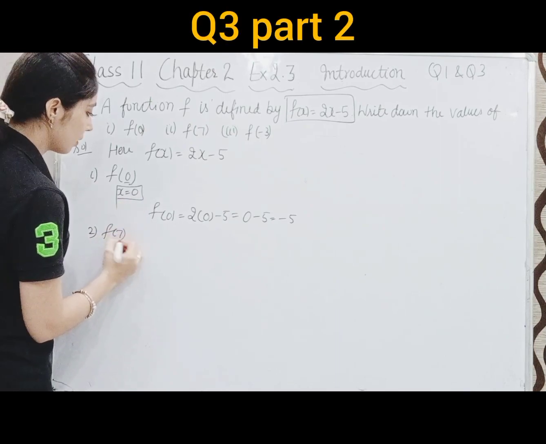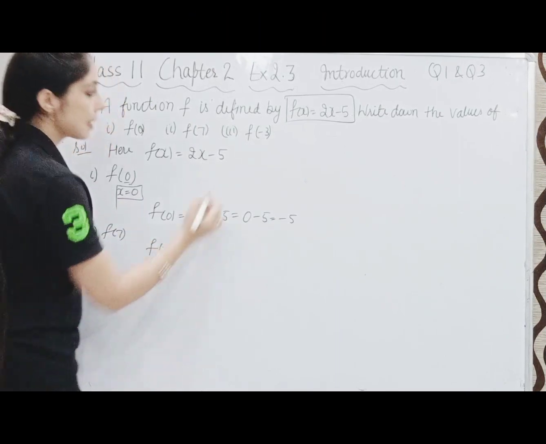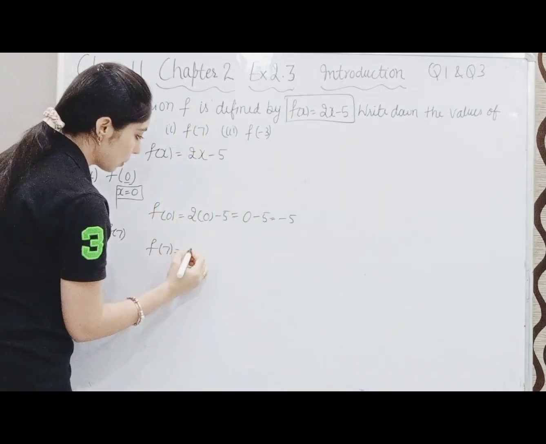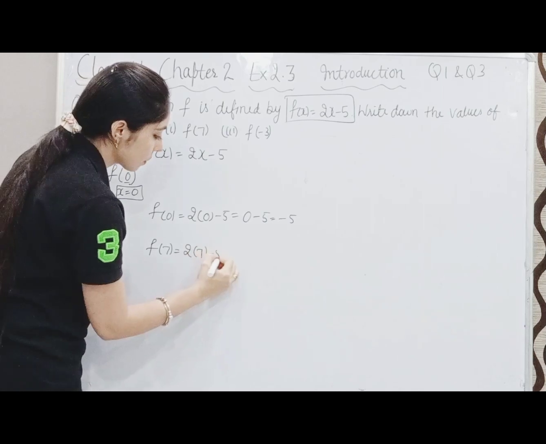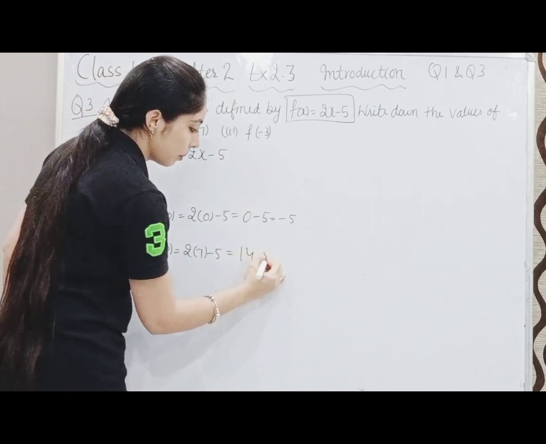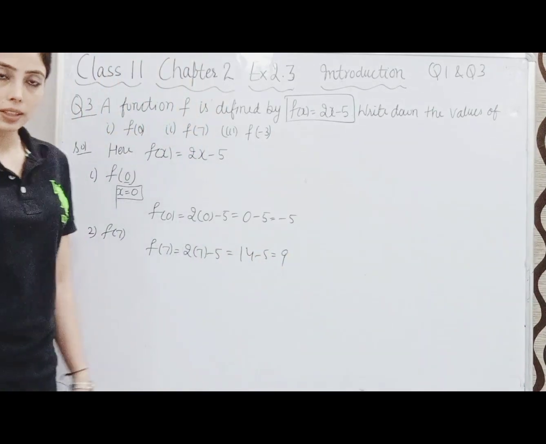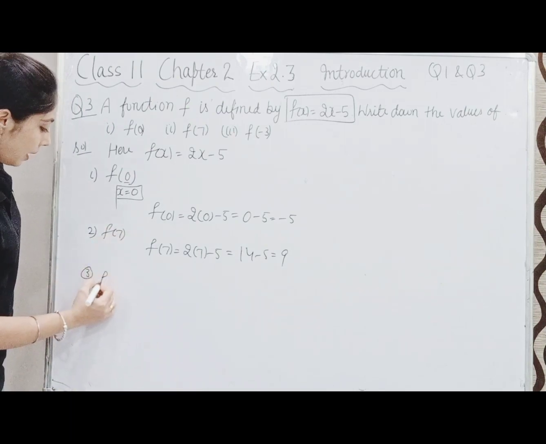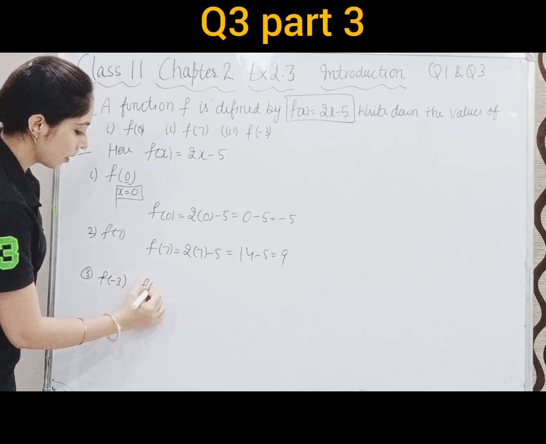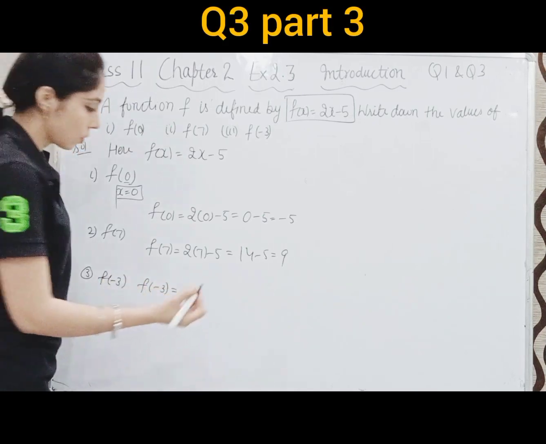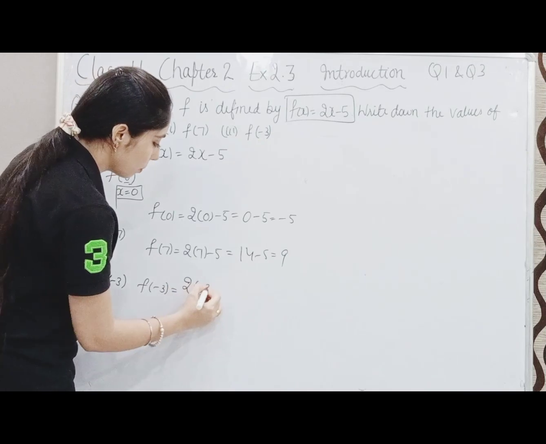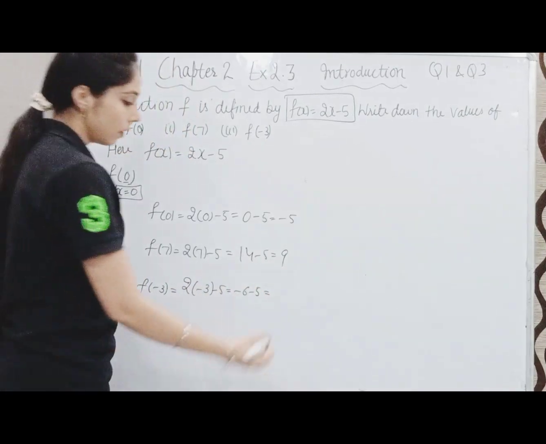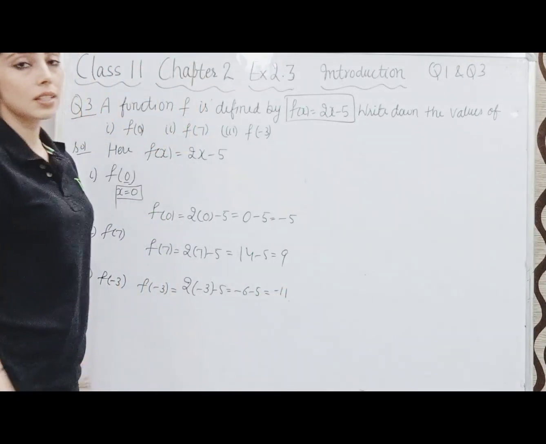What about the second part? f of 7. We put 7 as x, so x is equal to 7. 2 times 7 minus 5, which is 14 minus 5, which equals 9. Now what about the third part? f of minus 3. We put x equal to minus 3. 2 times minus 3 minus 5, which equals minus 6 minus 5, which is equal to minus 11.